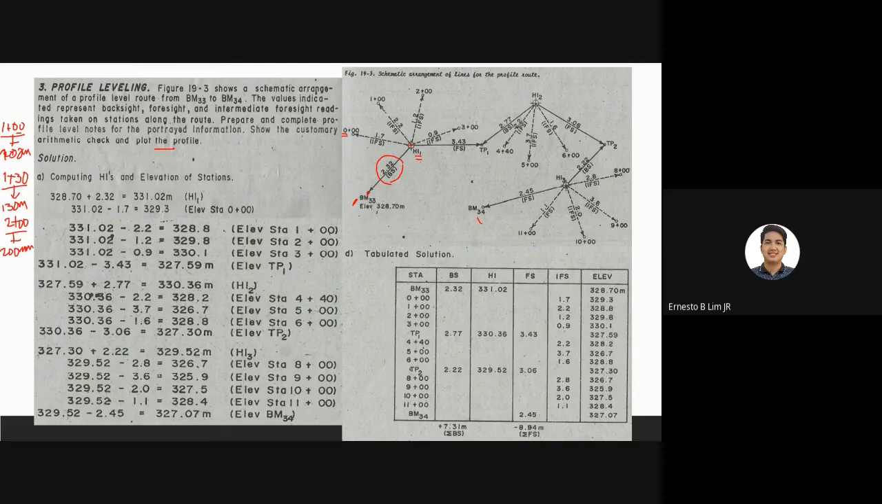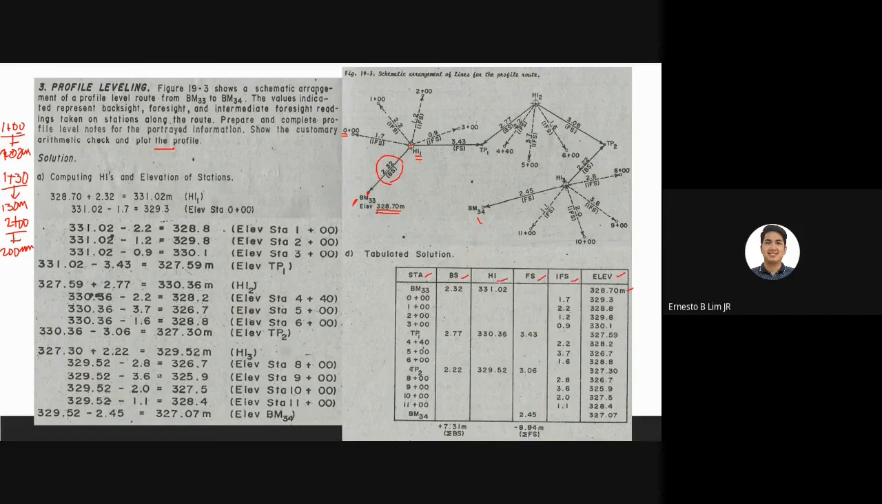Also, guys, for your benchmark, the elevation should be known at that point. If you tabulate the points, you have the stationing, the backside, the height of the instrument, the foresight, the intermediate foresight, and the elevation. For BM33, this is a known elevation, which is 328.7.